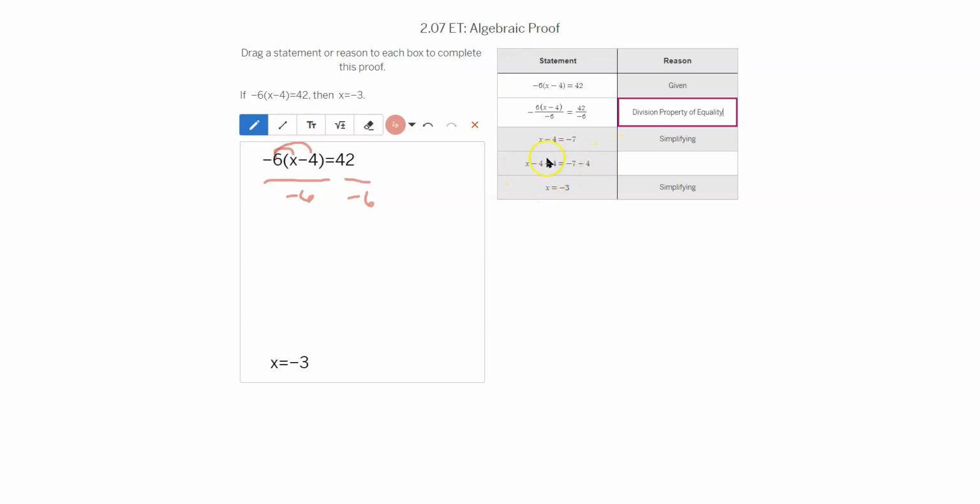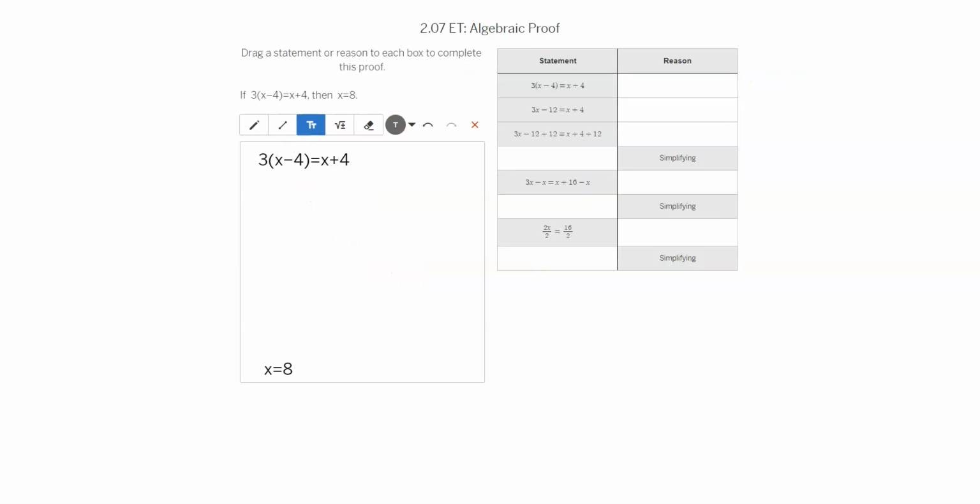Next, we're going to go ahead and get x minus 4 equals -7. We're going to add 4 to both sides, and that is addition property of equality. If you have any questions about this, pause and re-watch it.